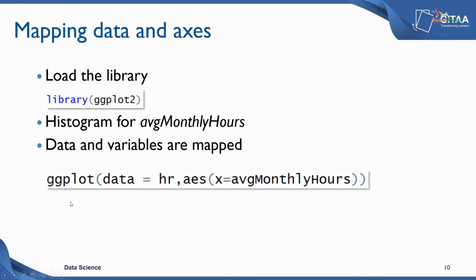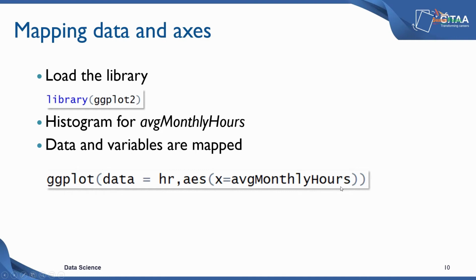So let's begin by mapping the data and the variables. Now to map the data and the variables, we are going to be using the ggplot function. Under the parameter data, I'm going to give the data frame name, which is HR. And under the aesthetic function represented by aes, I'm going to map the x-axis. Now the x-axis is given by the parameter x, and I'm going to call it average monthly hours. Another point to note here is that there is only one variable here, that is we are going to mention only the x-axis here.